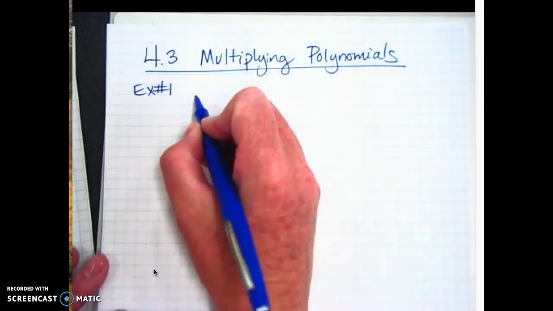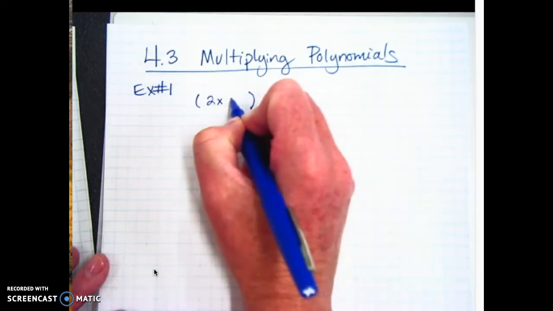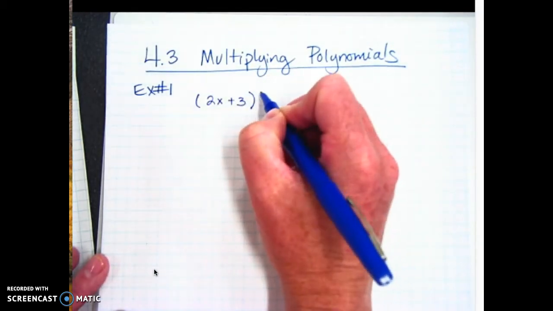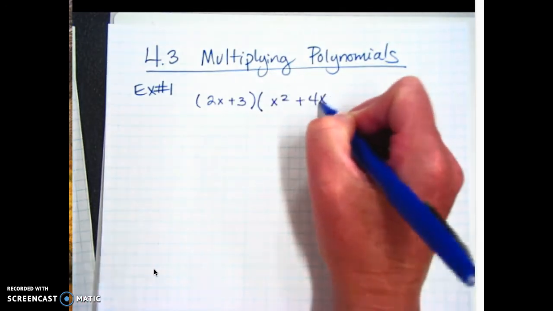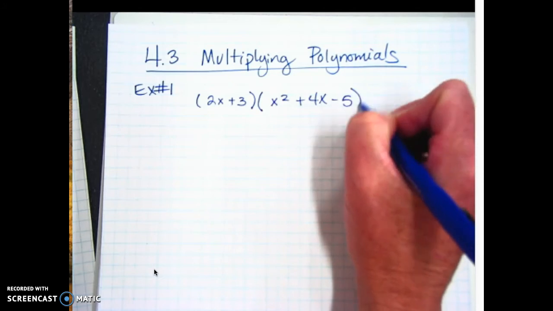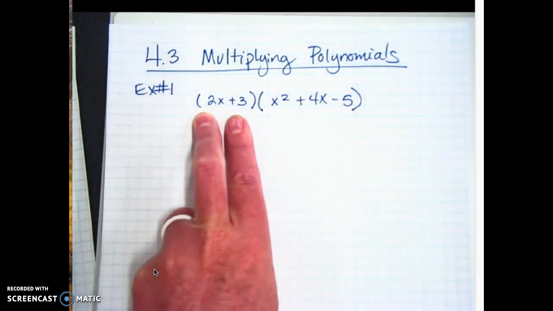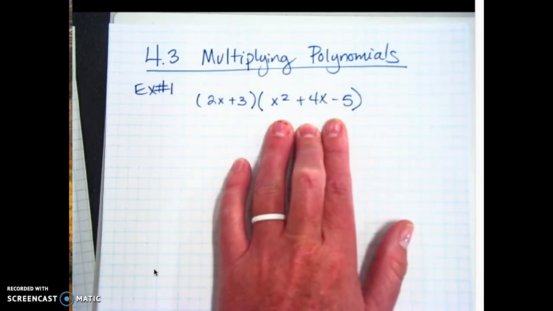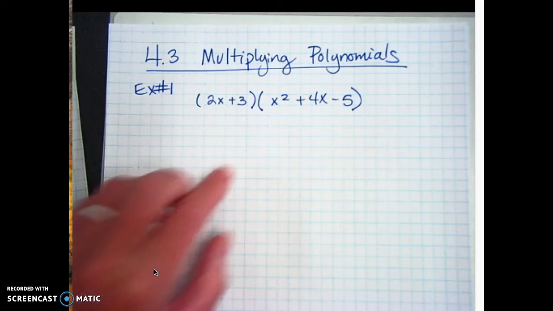So 2 terms times 3 terms. So the binomial is 2x plus 3, and the trinomial is x squared plus 4x minus 5. So 2 terms are binomial, times 3 terms are trinomial, right? When you see these, you want to use the distributive property, which is essentially what the FOIL method is, but we'll get to that in a minute.